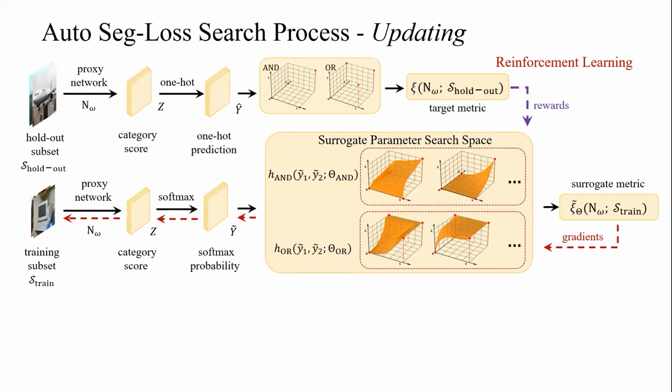After the network training, we evaluate these networks on a holdout validation set with the target evaluation metric, for example, mean IoU. These evaluation scores are used as reward signals in the reinforcement learning algorithm to derive the policy gradients. We use the policy gradients to update the mean value of the Gaussian distribution. Through this way, the distribution is pushed towards a better direction.